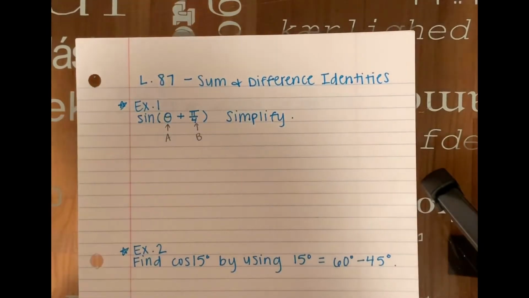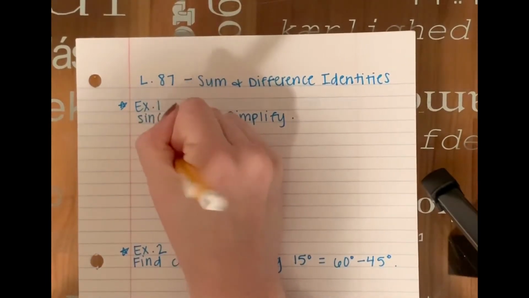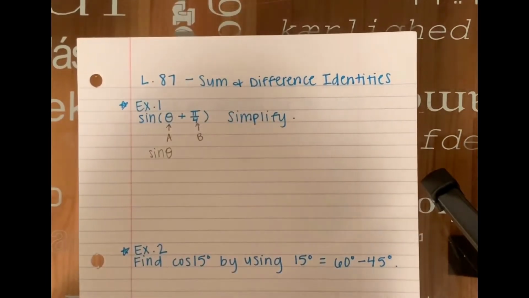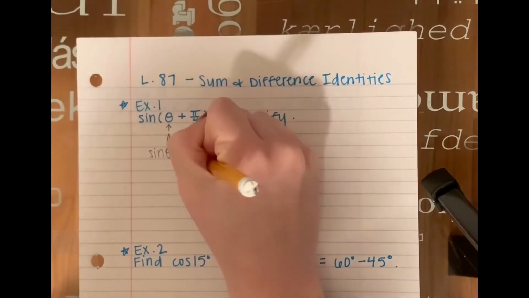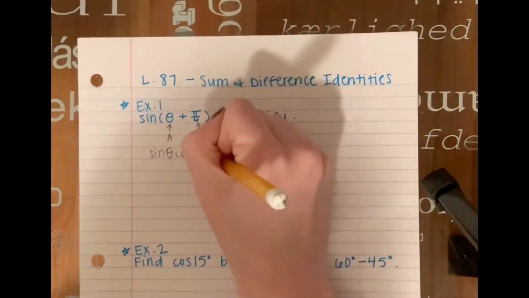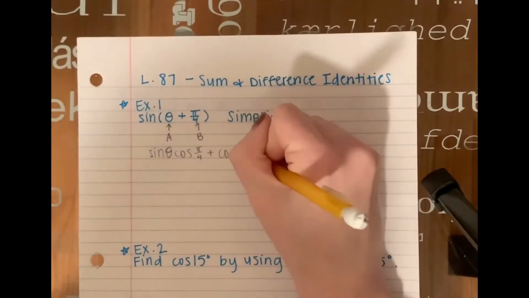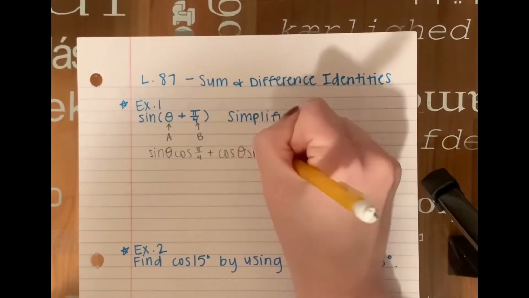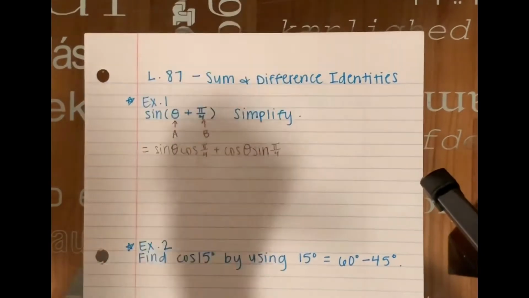So it says sine of a plus b equals sine of a, so sine of theta, times cosine of b, cosine of pi over 4, plus cosine of a, which would be cosine theta, times sine of b, pi over 4. All right, so that is just first step using the identity.